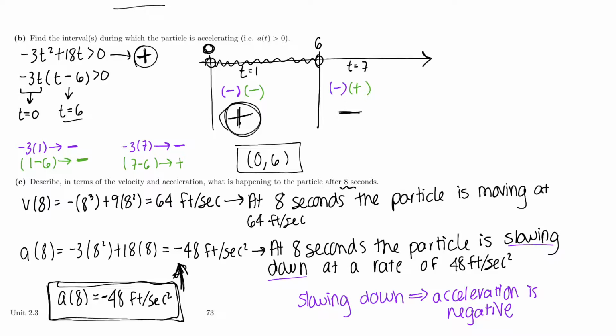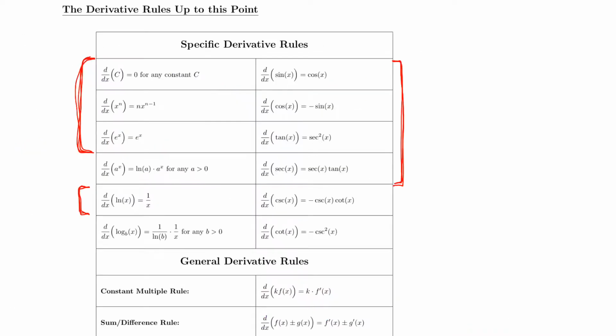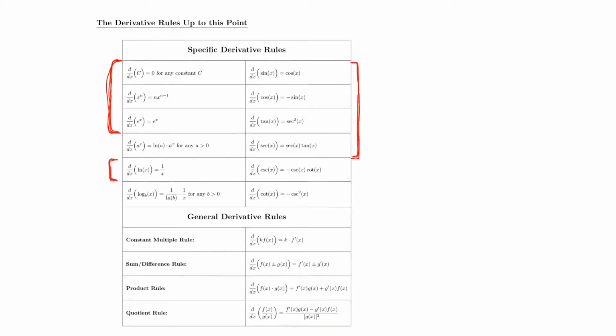So you have homework for 2.3, which is the section we just finished, but 2.4 isn't included in the homework, which is good because we're a little bit behind. We are going to start 2.4, but we're not going to get through 2.4 today. So the derivative rules up to this point are given here.